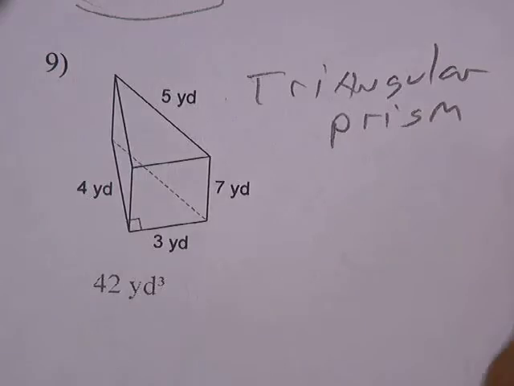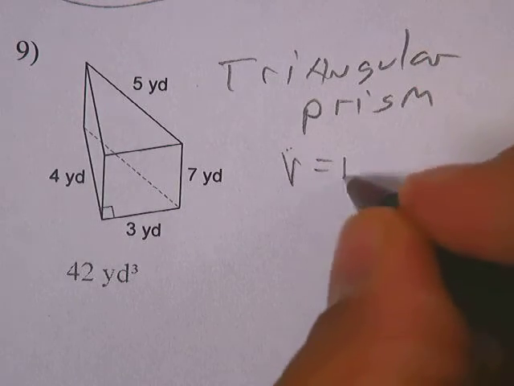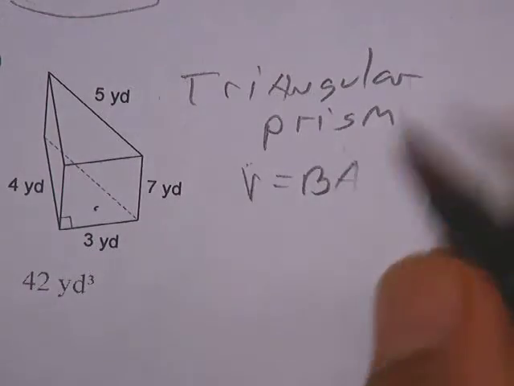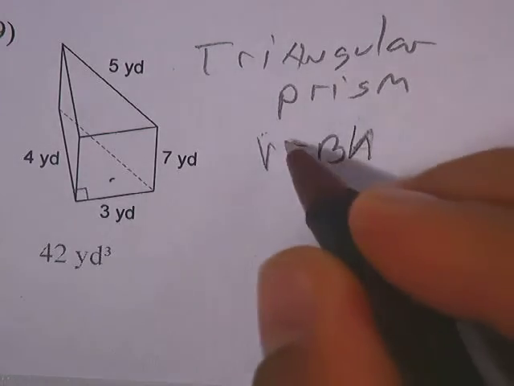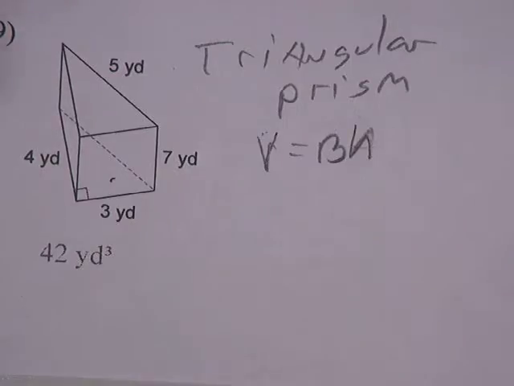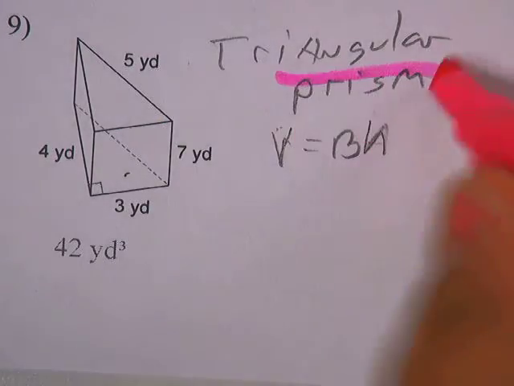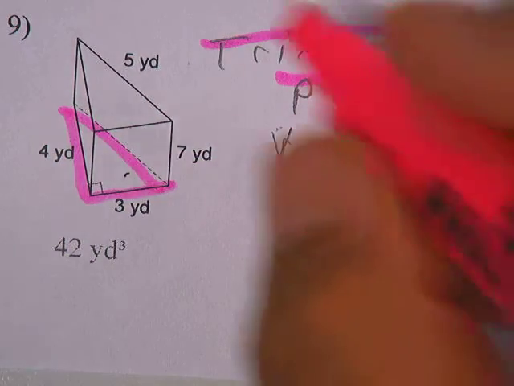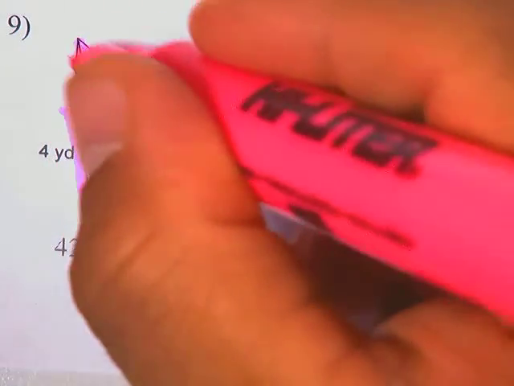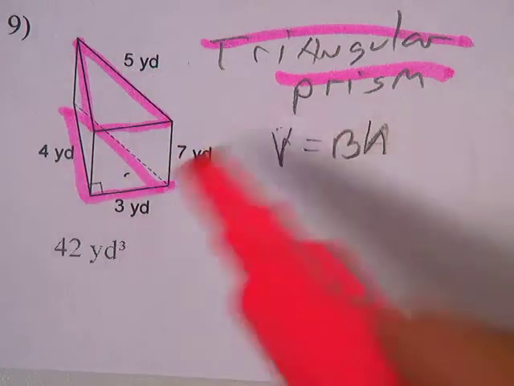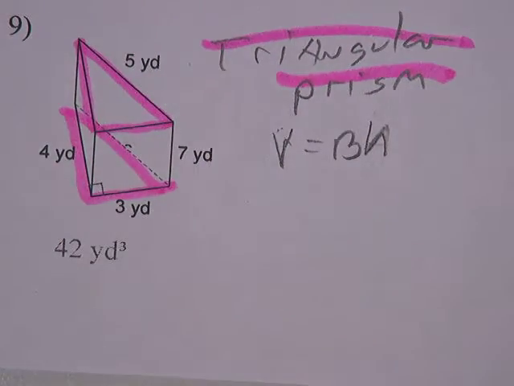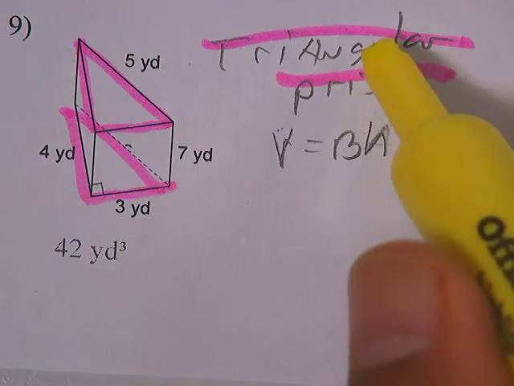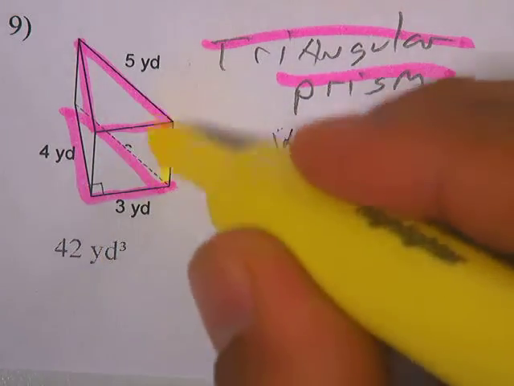Number 9 again. This is a triangular prism. So we do these: volume is equal to the area of the base times the height. Okay. So now I know my base is a triangle because I can see that it's a prism. I did put prism, and so that means that I should have two triangles because it's a triangular prism.